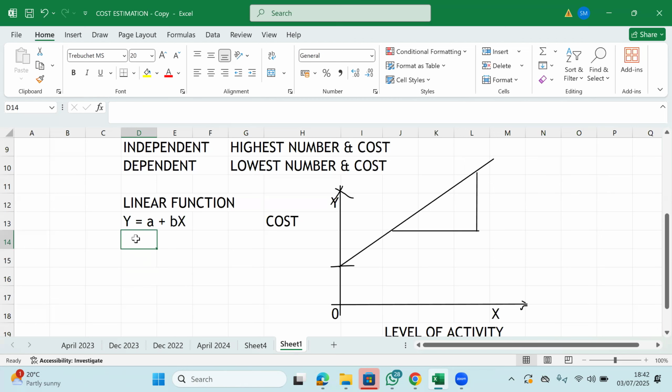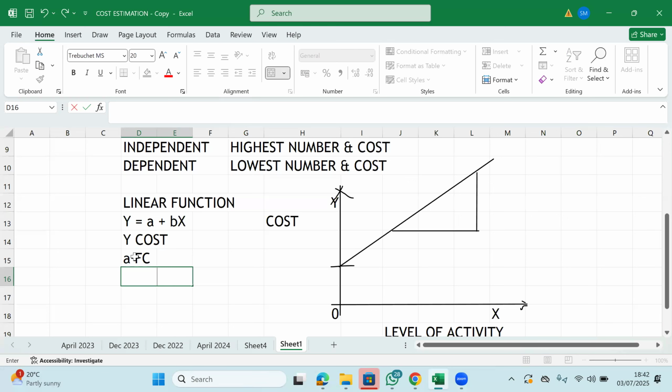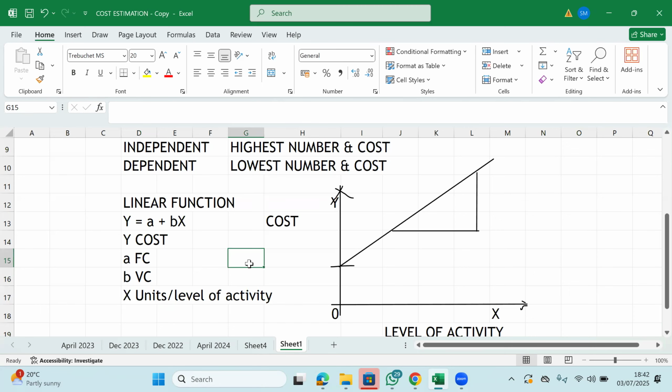And of course, we need to define what our variables are. So we have our y. I think I should have talked about this first before we drew the graph. We have y being our cost. We have a being the fixed cost, FC. We have B being the variable cost. And of course, we have X, which is the units, maybe I can call it slash level of activity. So basically, we have those three items. So back to our graph.